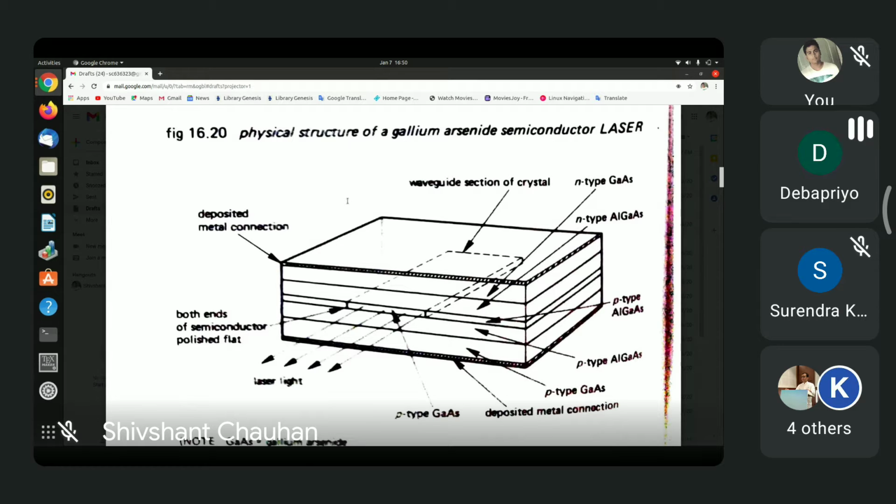Both end faces of the semiconductor are polished flat. That means the one that is shown and the one on the other side are polished flat, whereas the sides are not very well polished, so that the photons which actually cause stimulated emission are the photons which go back from one polished face to the other polished face on the other side.